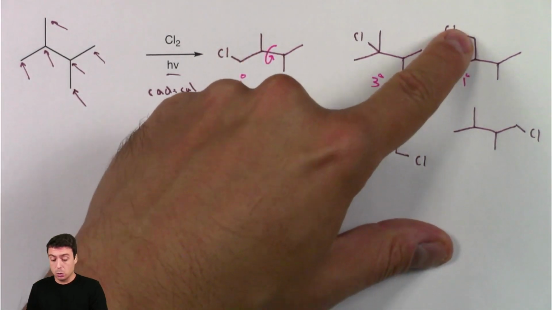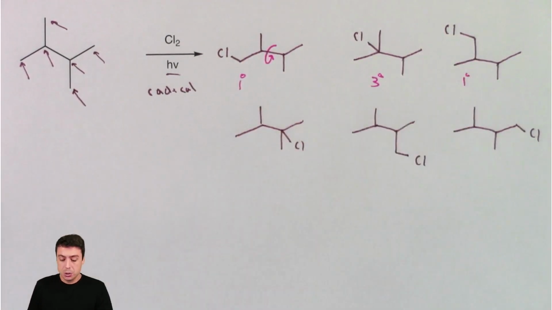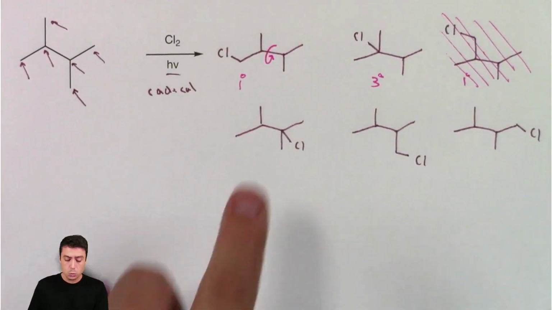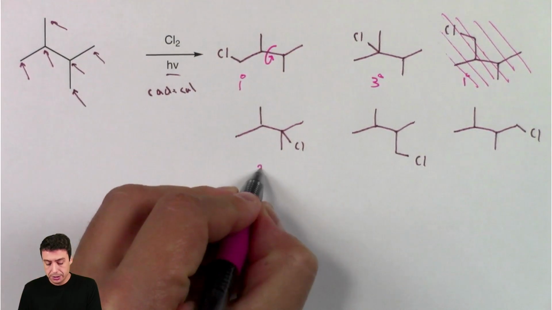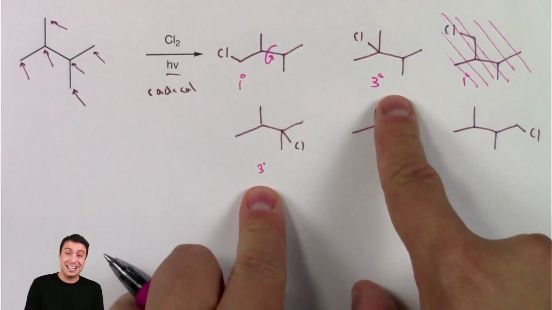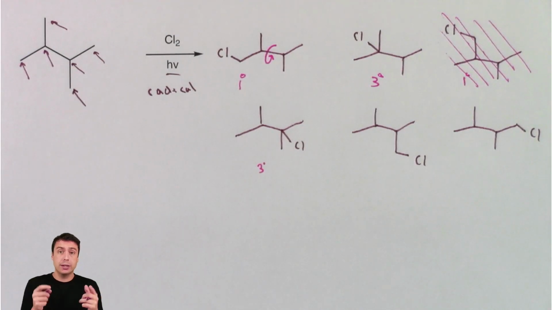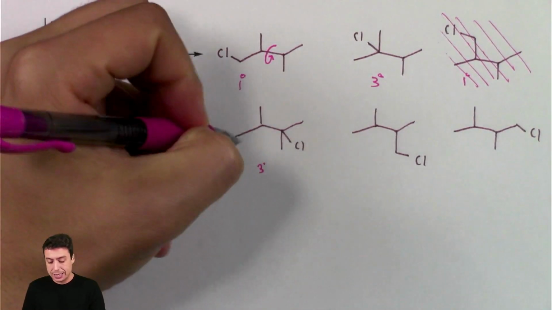Same thing here, chlorine on 1, methyl on 2. So this is actually the exact same thing. I'm going to go ahead and cross that out. What about this one? Well, that's tertiary, but it is the same as this, because again, if I were to name these, they'd have the exact same names, just going left to right versus right to left. So that is the same thing.